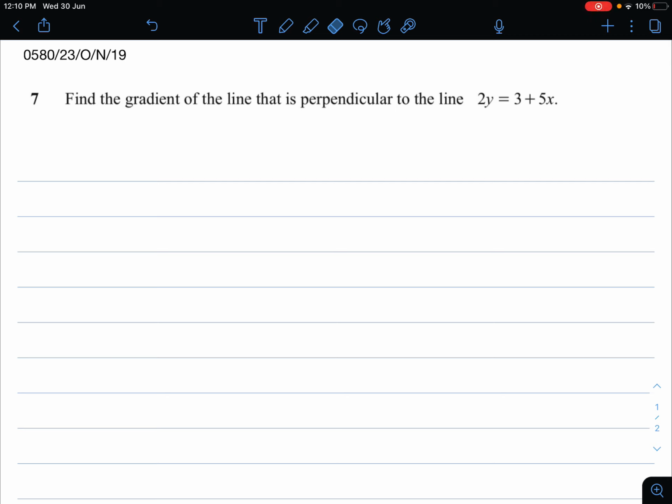Welcome to ANS Solver question 7. Find the gradient of the line that is perpendicular to the line 2y is equal to 3 plus 5x.